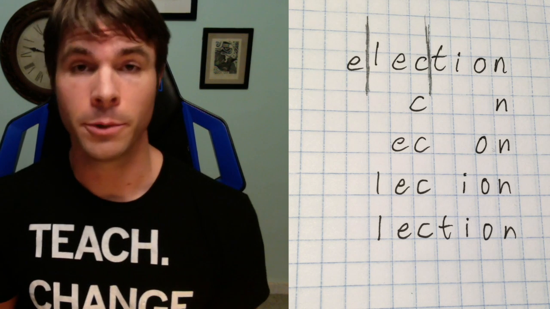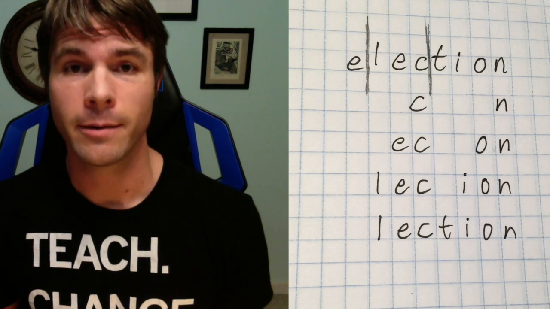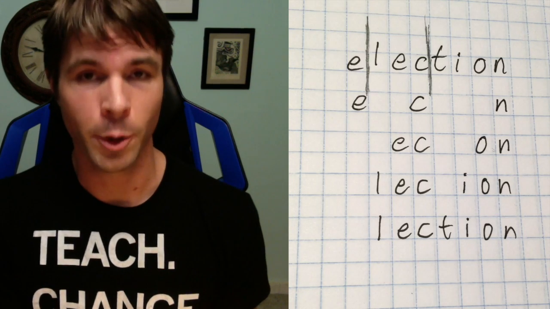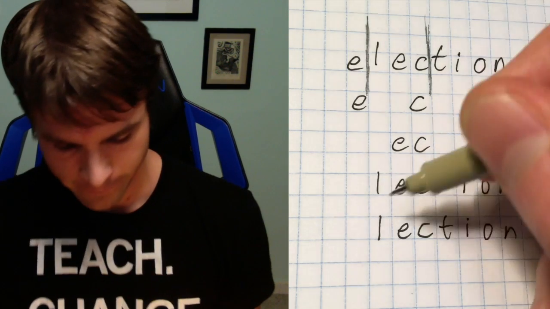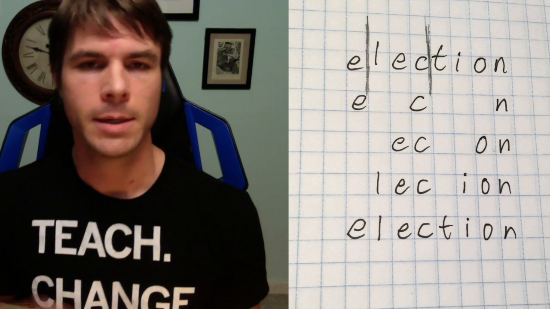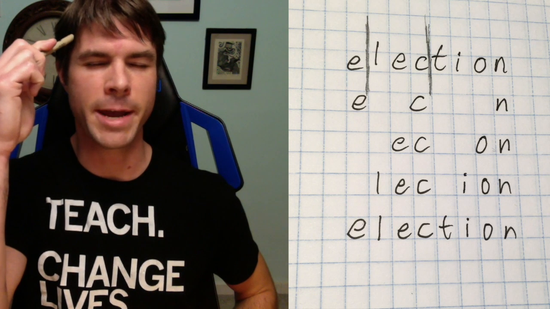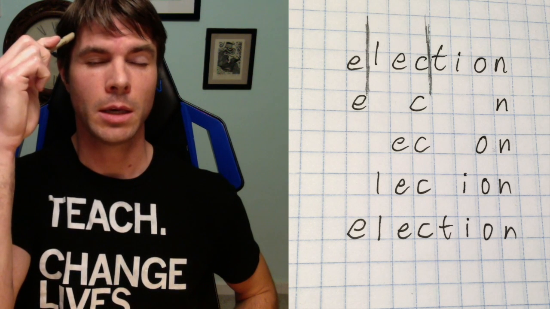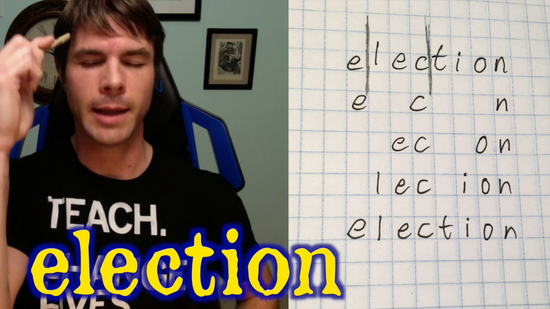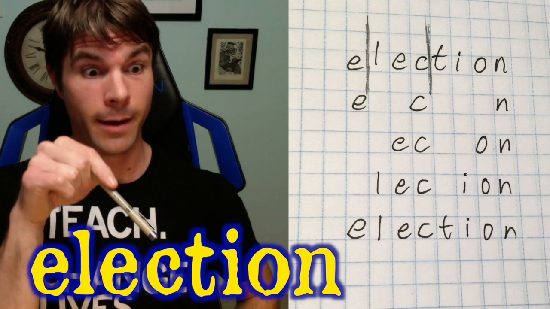Final syllable, which is the first, is, oh, it's just E. E. And I'm going to bring that down to the bottom line. Election. Okie doke. Let's see if I can do all 3 syllables from my brain. E-L-E-C-T-I-O-N. Election. E-L-E-C-T-I-O-N. Election.